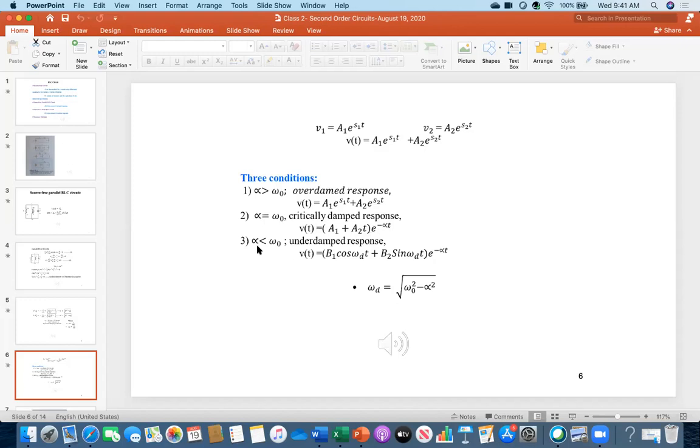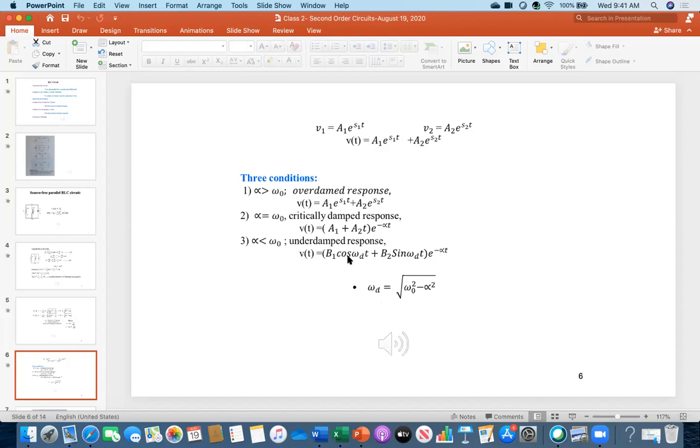On the other hand, if you find alpha less than omega naught, it is called the underdamped response. Then this will be the expression, with cosine of omega d t. This is not omega naught. Omega naught is one thing, this is omega d, and here is the definition of omega d. Omega d is called the damped natural frequency. Omega naught is called the undamped natural frequency or resonant frequency. Omega d is the damped natural frequency and its unit is radian per second.